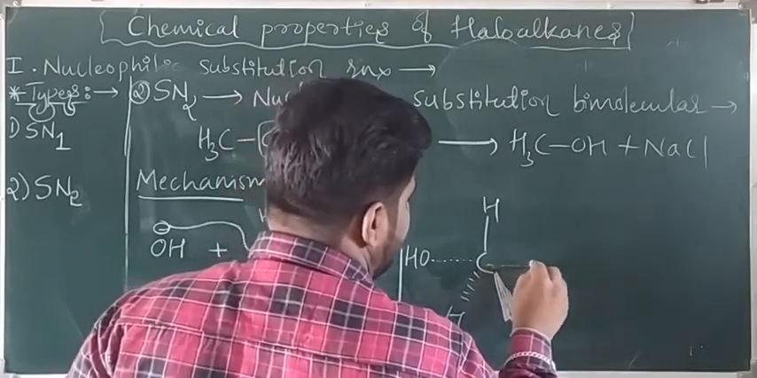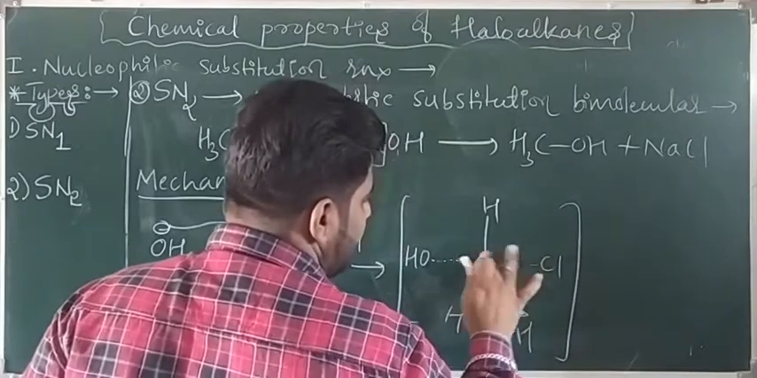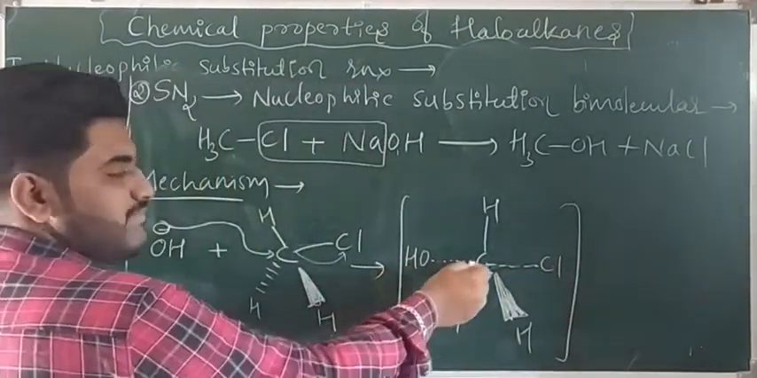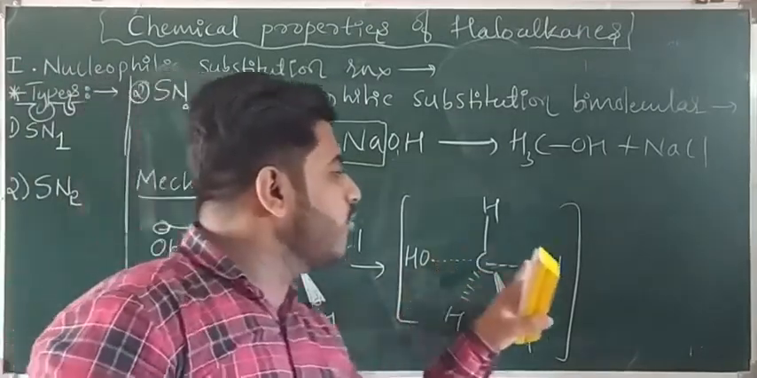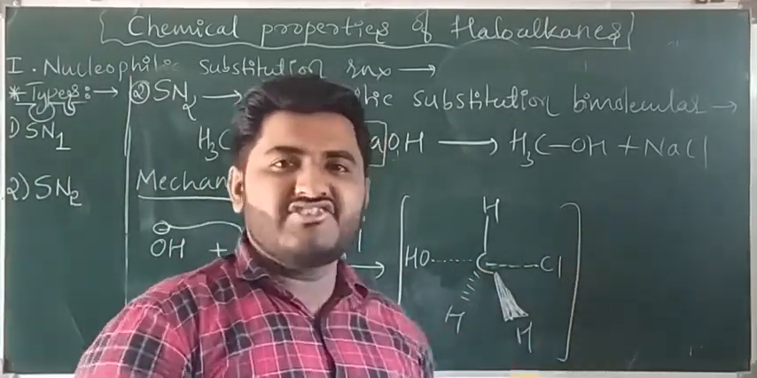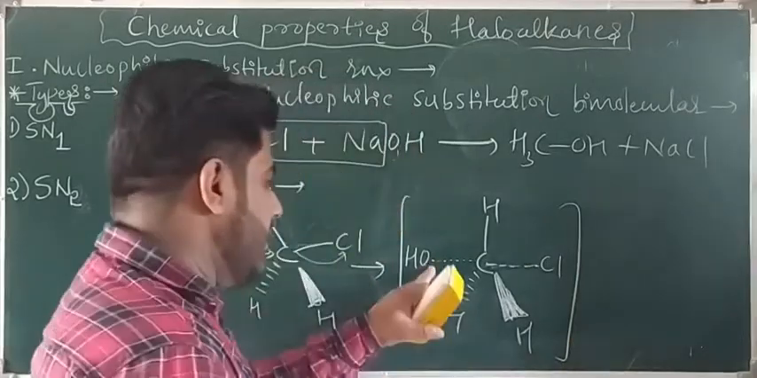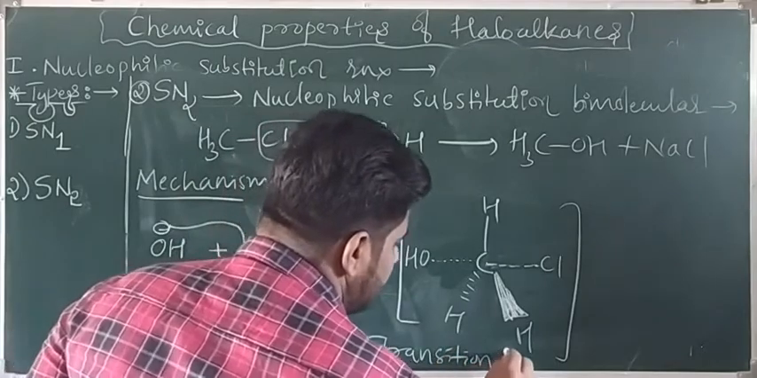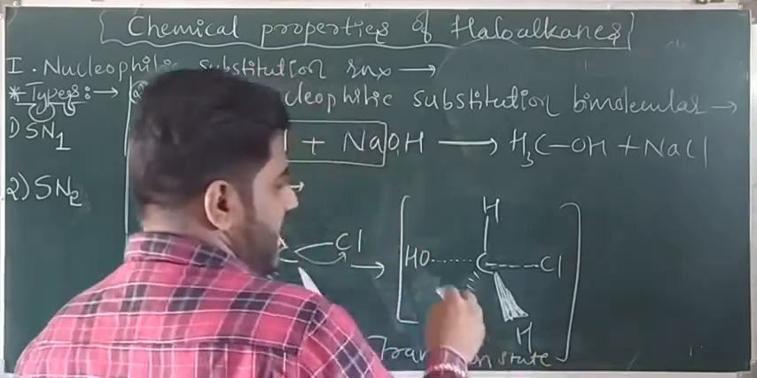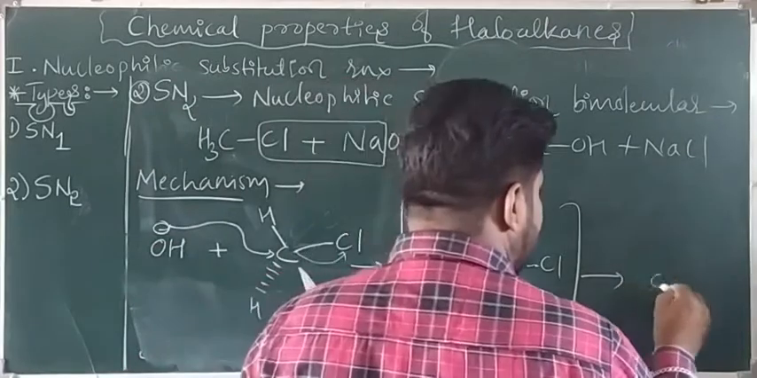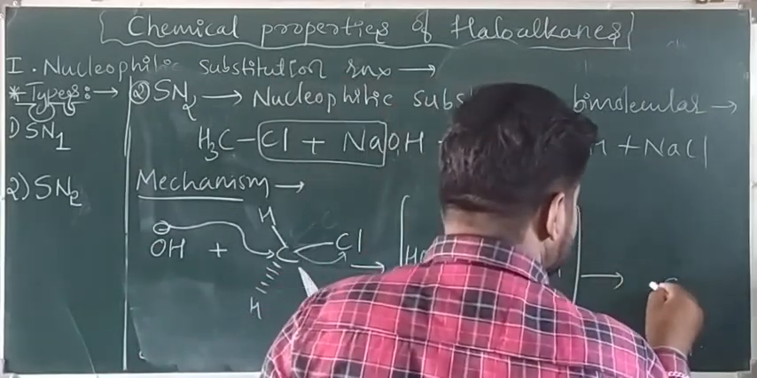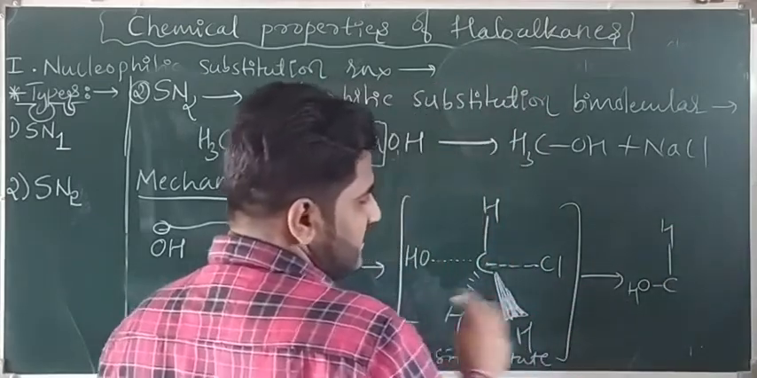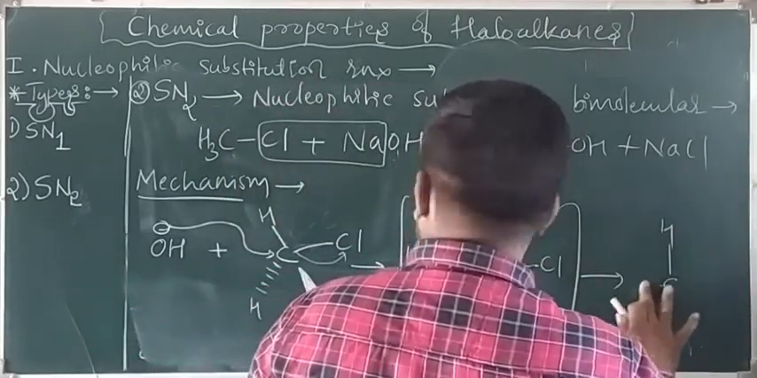The Cl bond is breaking and this bond is making. So bond making and bond breaking both are happening at a simultaneous rate. Therefore this is called the transition state. This is not a stable transition state. And after this we are getting a product, nothing but alcohol. Here this H comes here, this H comes here. That means inversion of configuration is observed here.